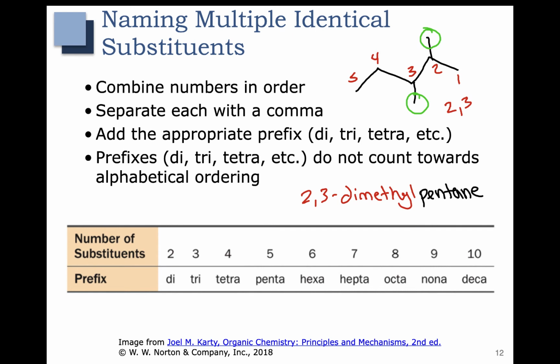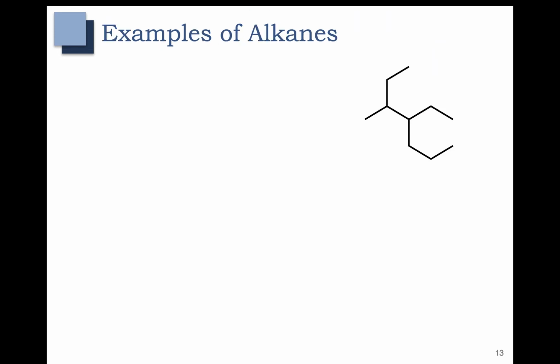These prefixes here, the di, tri, and tetra, don't count in terms of alphabetical ordering. So for example, if I had an ethyl group somewhere else in my molecule, the ethyl would come before the methyl in the naming. We just ignore the di. Let's look at some examples.